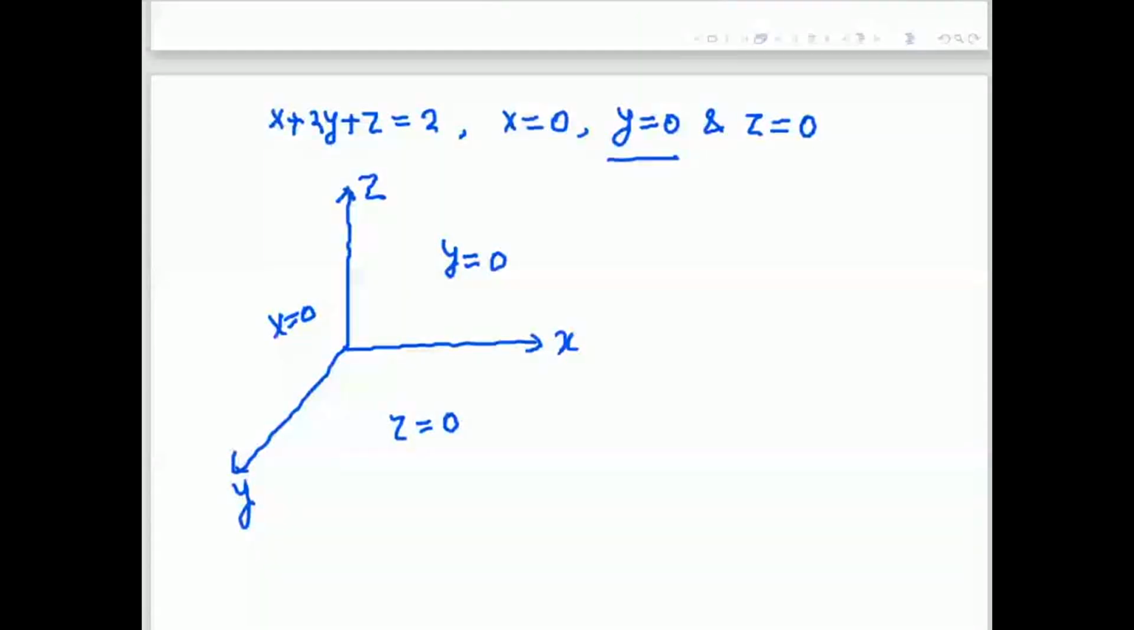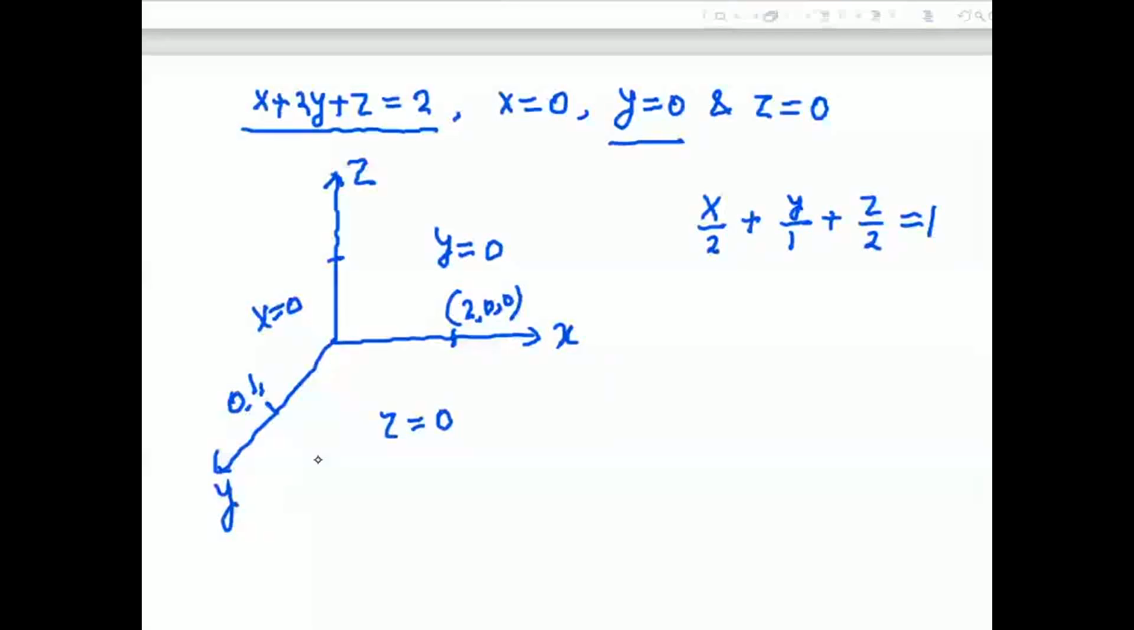Now we'll draw this plane x plus 2y plus z equal to 2. If you write it in the intercept form, it is nothing but x by 2, y by 1, z by 2 equal to 1. So we'll get where it will cut the axes. This point is 2 comma 0 comma 0, this point is 0 comma 1 comma 0, and this point is 0 comma 0 comma 2. So this plane will be like this.